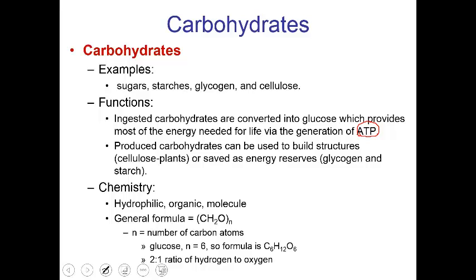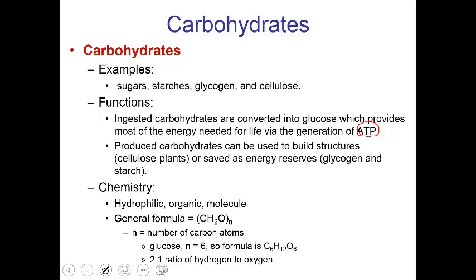So when you ingest carbohydrates, your digestive system is going to convert it to glucose or blood sugar. Glucose or blood sugar goes to every cell in your body and participates in oxidative metabolism. So when I talk about oxidative metabolism, I'm talking glycolysis, Krebs cycle, and electron transport chain in order to eventually produce ATP. Carbohydrates can also be structural compounds or long-term energy reserves.